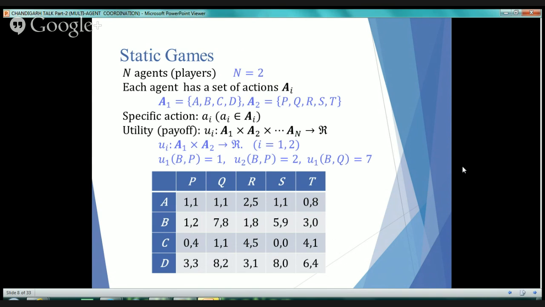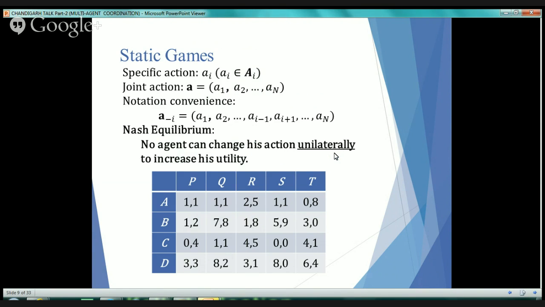Can anyone identify what's the best possible scenario here? 7 and 8, right? This person plays B and the other agent chooses Q. 7 plus 8 is 15. Nothing else gives you 15. The total value of both agents put together is 15 in this case. But unfortunately, this is not a Nash equilibrium. What would be the Nash equilibrium here? One of the Nash equilibrium points is this one, 6, 4.